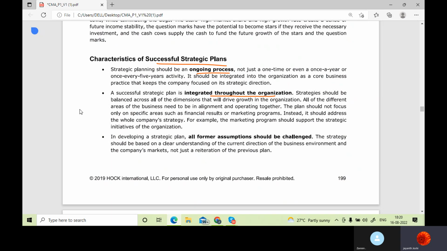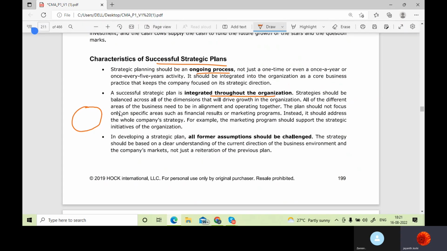Integration is nothing but the entire organization should be involved in that. It's not like only the marketing department, all the other departments should be involved, because the strategies are prepared for all the activities. So we have to see multi-dimensional growth in all the areas. All of the different areas of business need to be in alignment and operating together.